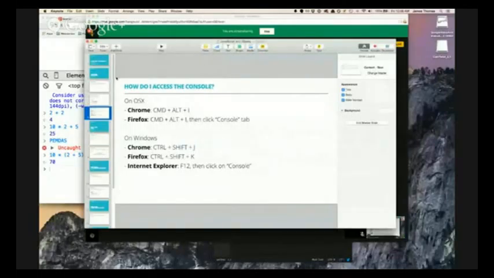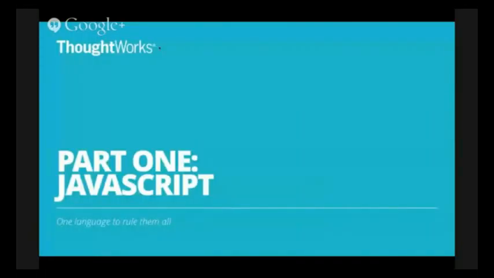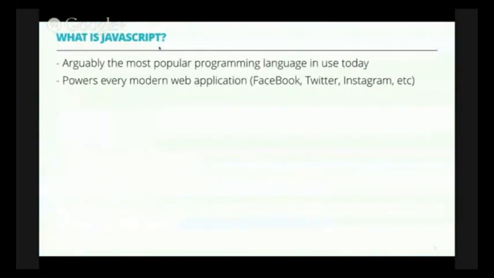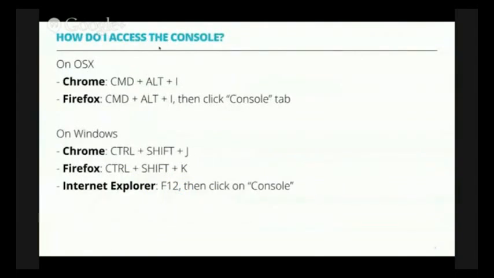Okay, let's go back over this real quick. My slides were fairly lightweight, so we'll just breeze through them again. We talked about what JavaScript is and why we want to use it. We're going to show the console again in a second. And then these are how we access the console. There are a few different commands depending on whether you're on OS X or Windows, which corresponds to what you're using here.